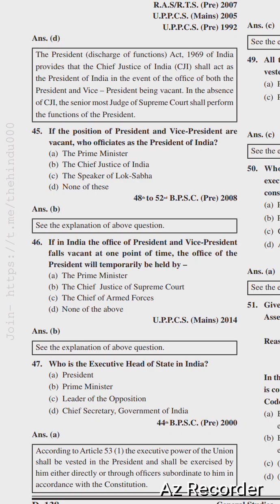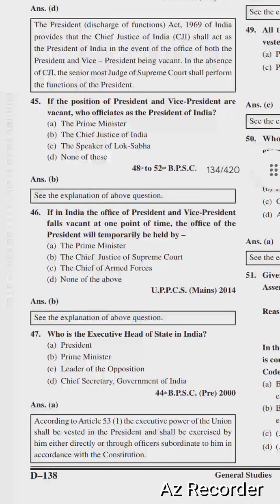If the positions of the President and Vice President are vacant, who officiates as the President of India? Options are the Prime Minister, the Chief Justice of India, the Speaker of Lok Sabha, none of the above. Right option is option number D, the Chief Justice of India.